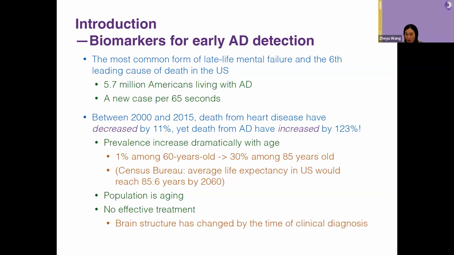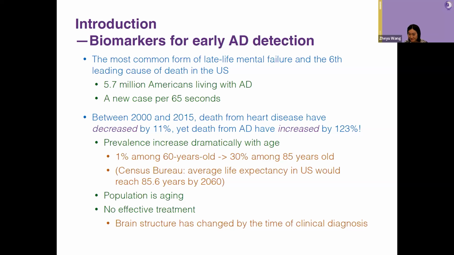And the other thing is because AD has a long preclinical phase where patients appear to be cognitively normal, and when they have noticeable clinical symptoms that warrant a disease diagnosis, their brain structure has changed too much, so that there is no effective treatment to reverse that change. So therefore, the current emphasis in the field is to do early diagnosis, and early diagnosis will require the use of multiple biomarkers.